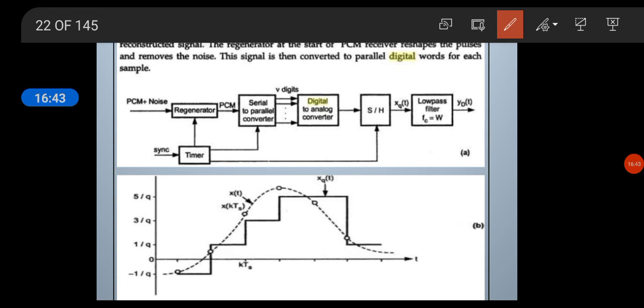So up to this PCM is over. In the next topic we will be discussing the signal to quantization noise ratio of PCM.